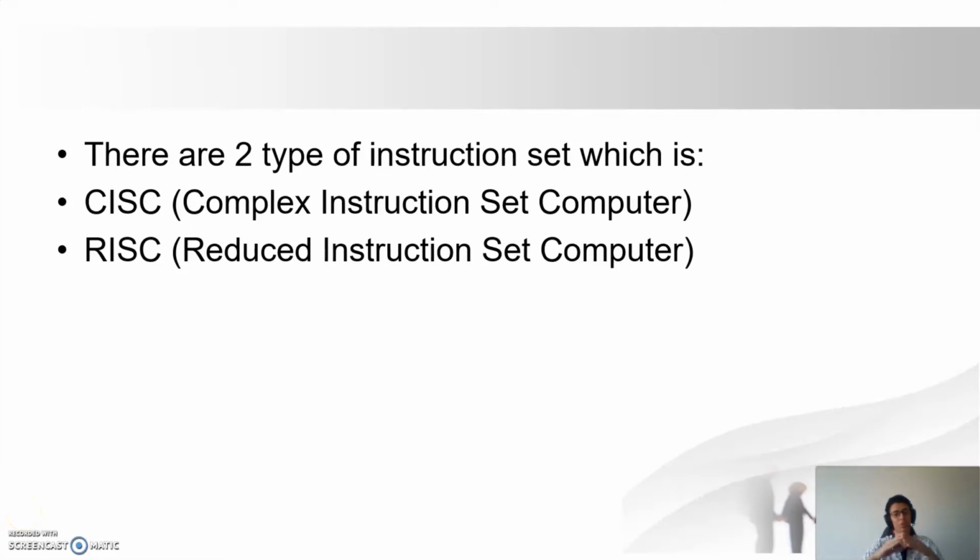So there are two types of instruction set, which are CISC, that stands for Complex Instruction Set Computer, used to calculate complex operations or calculations, and RISC, which stands for Reduced Instruction Set Computer, used to calculate basic operations or calculations. So today I will explain how RISC does its job inside the CPU.